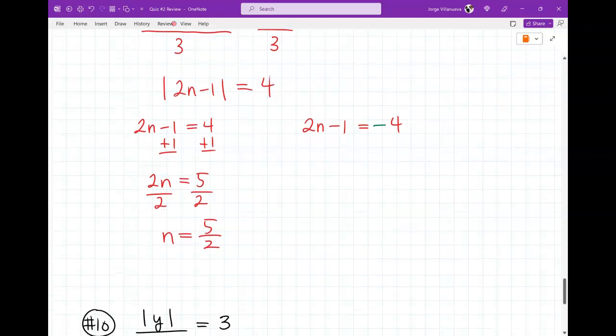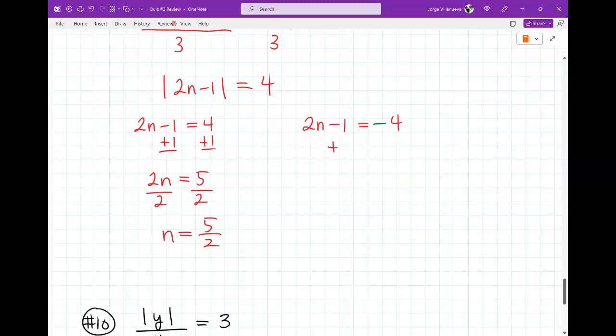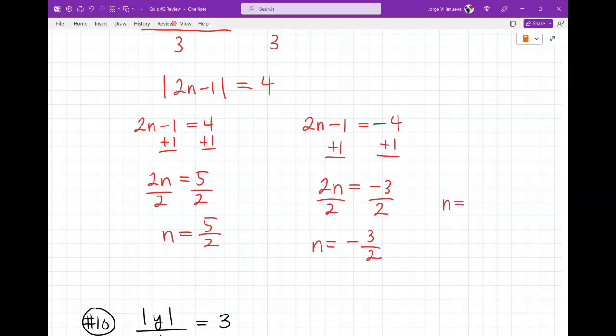We're going to add 1 to both sides. So that's 2n equal to negative 4 plus 1, which is negative 3. We'll divide both sides by 2, and again we are going to have a fraction, not a big deal. So those are my two solutions. I'm just going to write them over here on the side as a set: negative 3 halves, 5 halves.